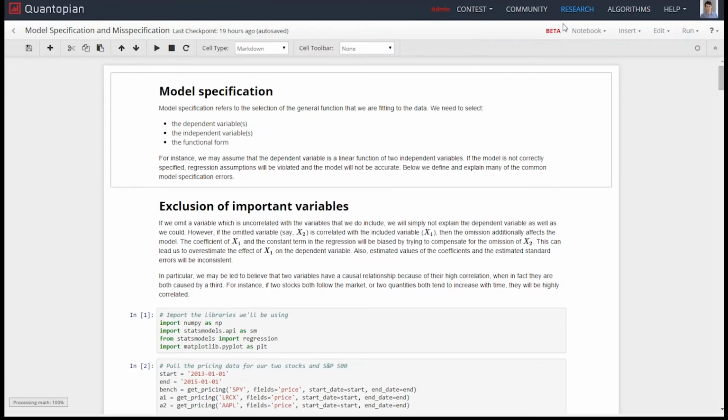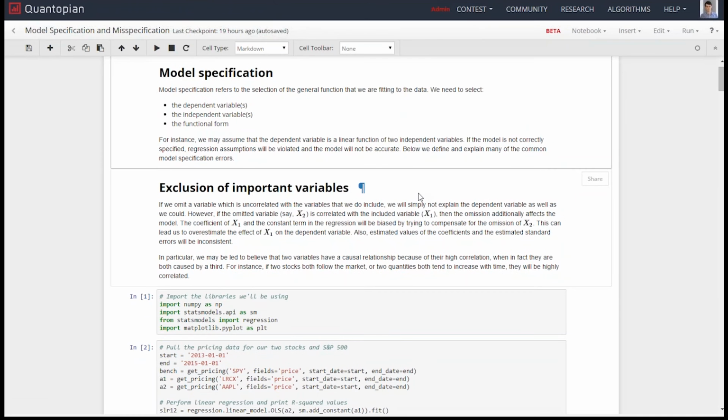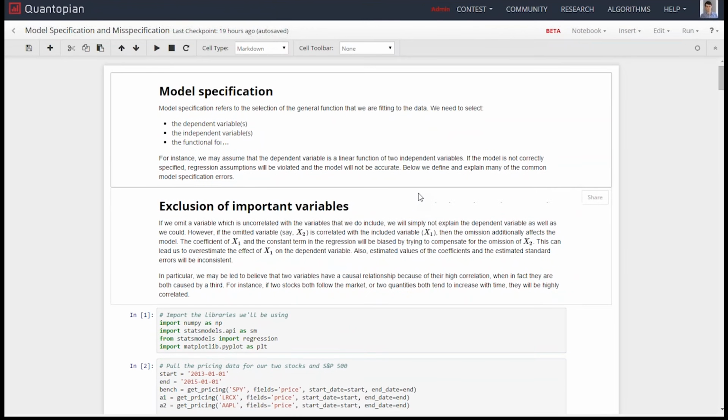So, model specification and misspecification. This is more general than regression models. We're going to talk about some ways in which you can misspecify your model and then end up getting results that look significant when they're actually not, because the assumptions that the model and the tests make are just violated.